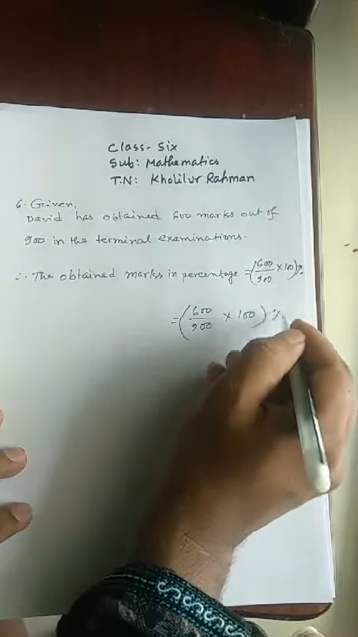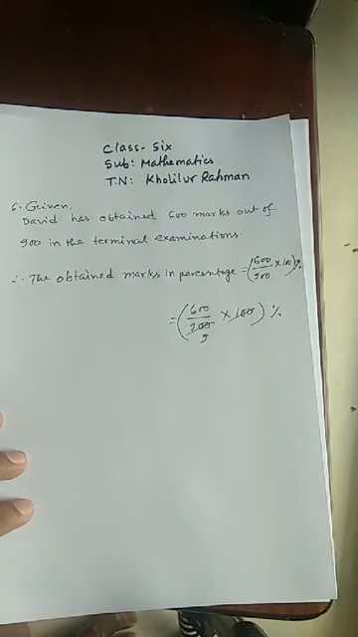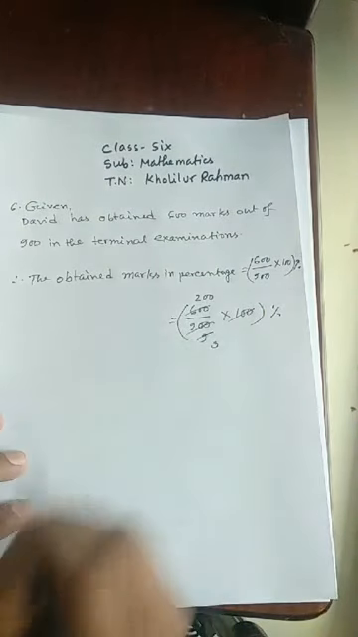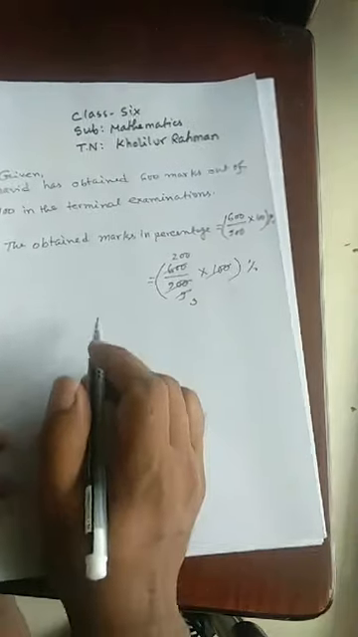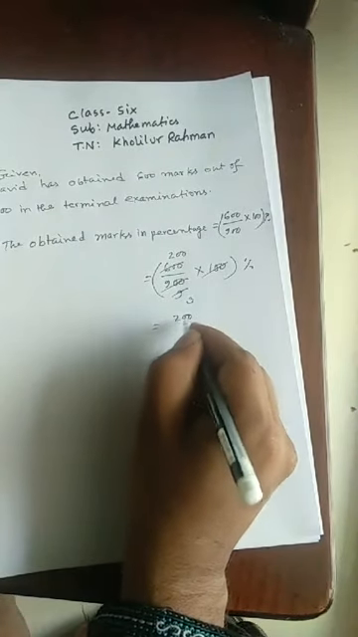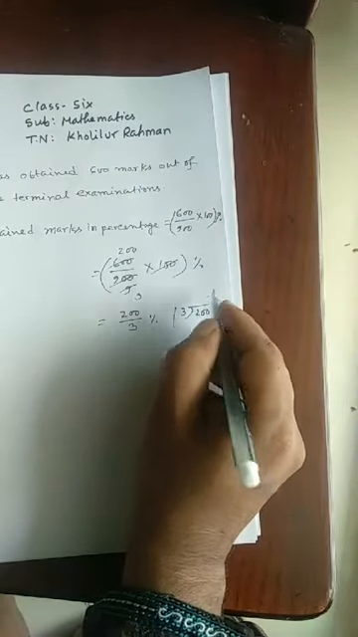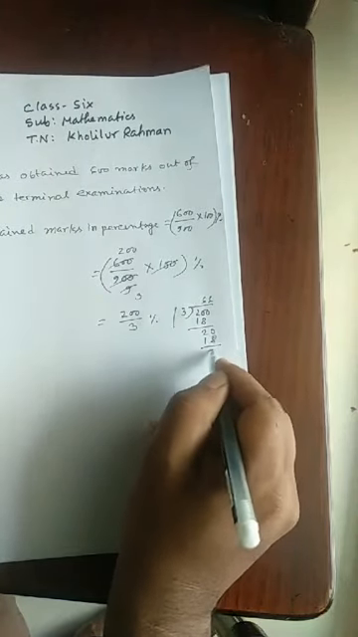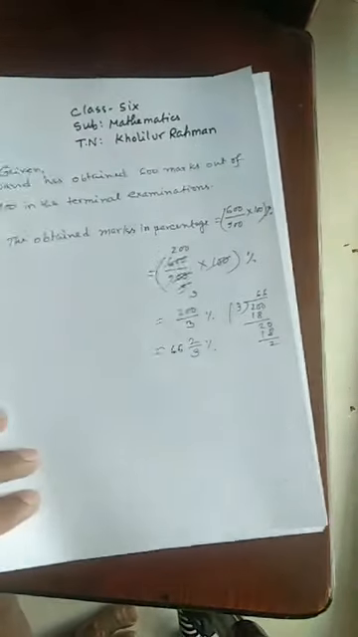Now cut it, it will be 9. And also you may cut it by 3. If I cut it by 3, it will be 200 and it will be 3. Am I right? Because 3 3s are 9, 3 2s are 6, and there will be 2 zeros. So it will be 200 by 3 percentage. Now convert it into mixed fraction. 3 6s are 18, 3 6s are 18, 2 remains, equals to 66 2 by 3 percentage. Have you understood?